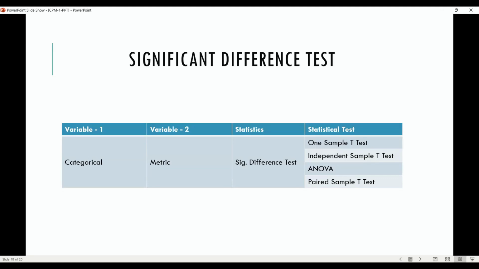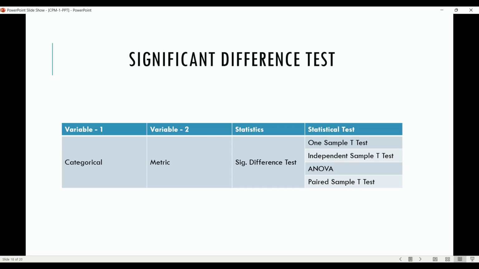So, for example, when you have a standard value, at that point of time, you have to be using the one sample t-test. And in case there are only two categories in your categorical data, in your questionnaire, at that point of time, you will be using the independent sample t-test. Yes, if you have more than two categorical options in your questionnaire, at that point of time, we'll be using ANOVA.